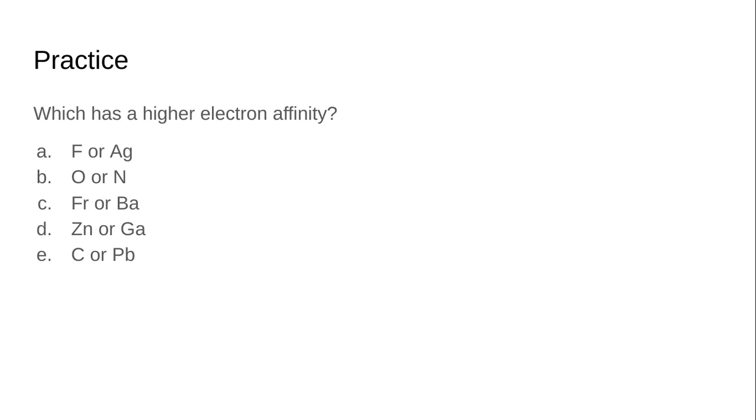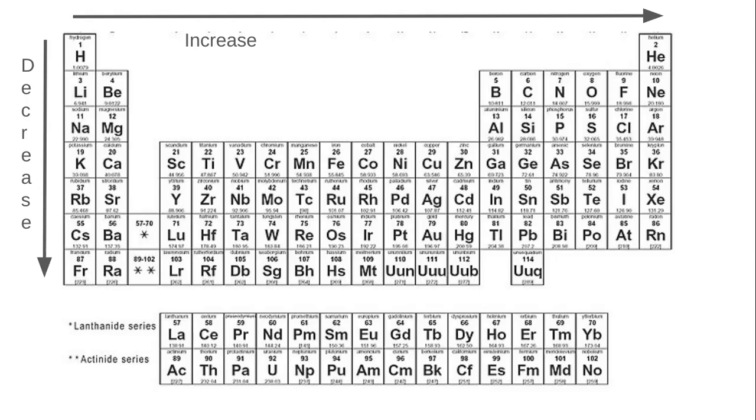We have carbon or lead, and this is going to be our last practice. Carbon right up here on the top, lead down here on the bottom. So we can remember, since they're in the same group, that as we go down in increasing atomic number, we decrease in electron affinity, meaning that carbon would have the higher electron affinity and lead would have the lower electron affinity. So that's it. That's electron affinity.